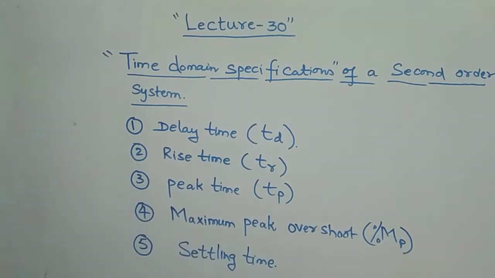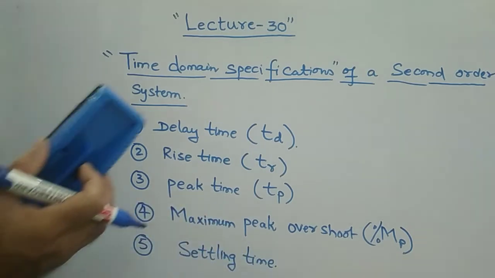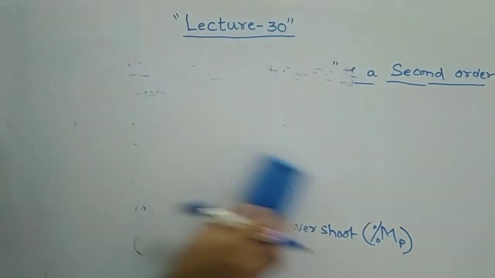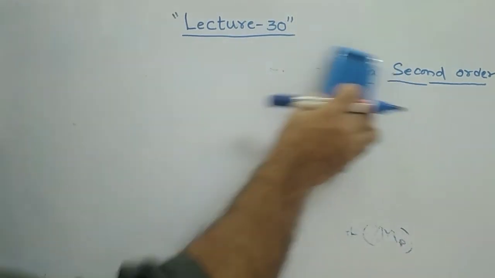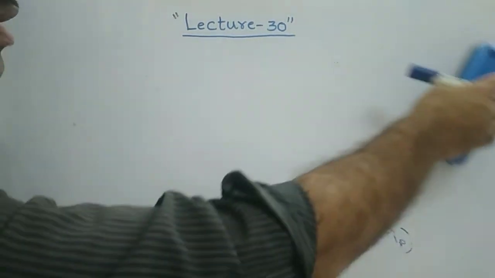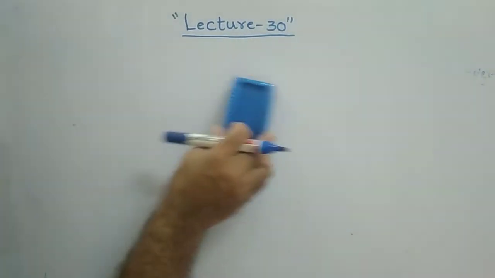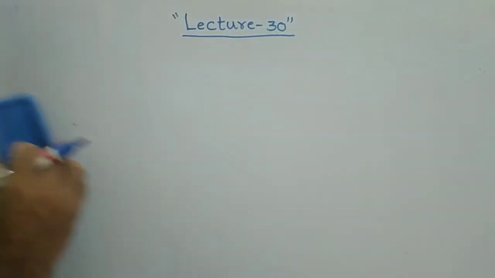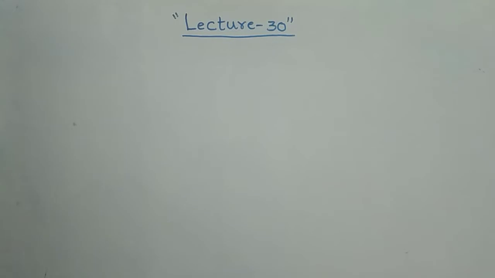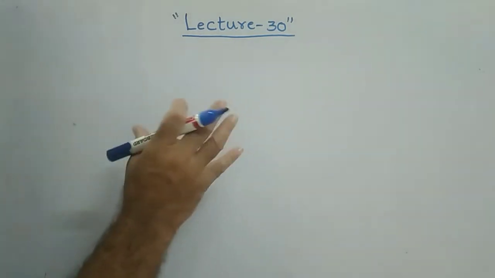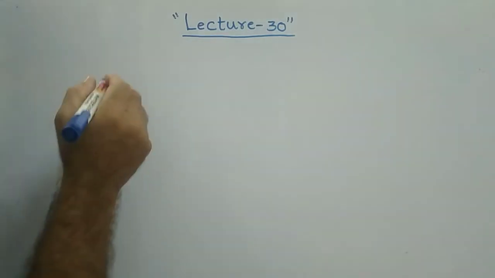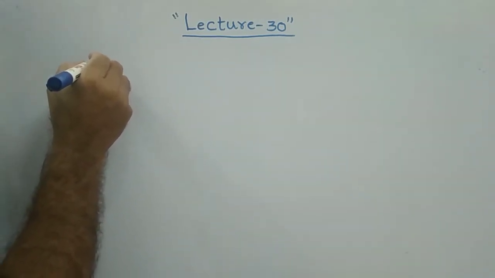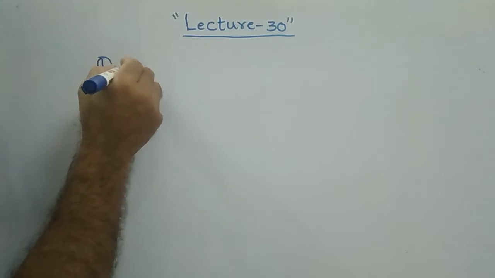Then we will see the first one, that is delay time. What is delay time? Please refer to the previous presentation, because if I draw the graph again now, it will take some additional time. I feel it is not required, because if you go through the previous slide, you will have sufficient information there. Now I will go forward by explaining what delay time is.